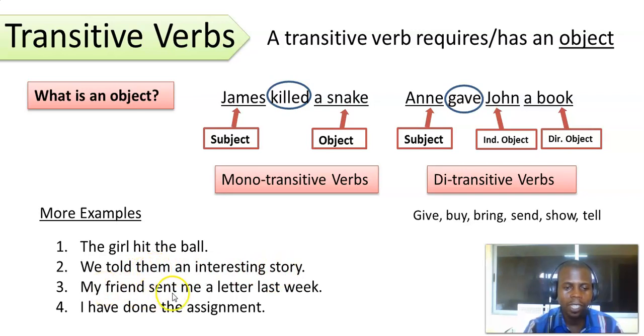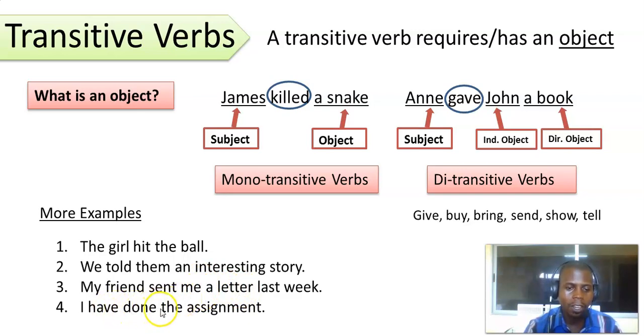My friend sent me a letter last week. Sent is a verb in this sentence. Me is an object. A letter is an object. A letter here is a direct object, while me is an indirect object. Usually in a sentence, the direct object comes after the indirect object. So take note of that.